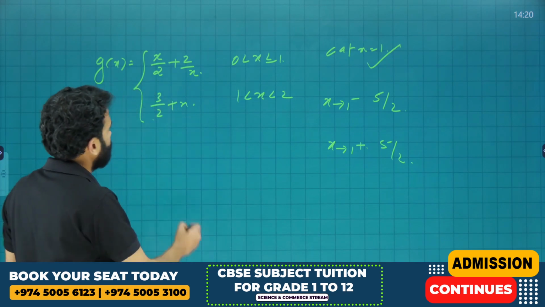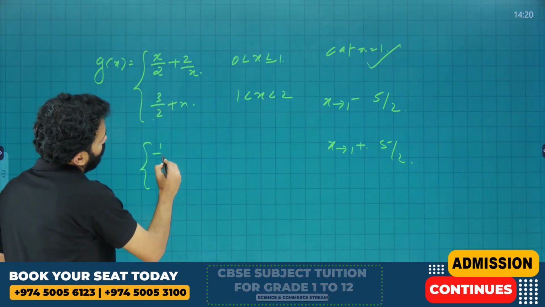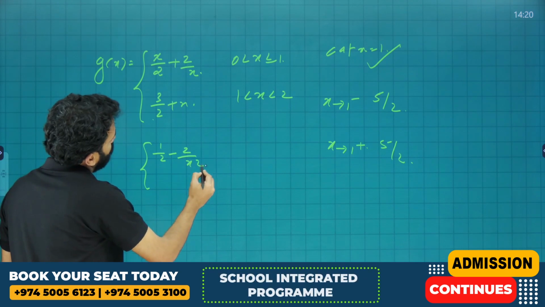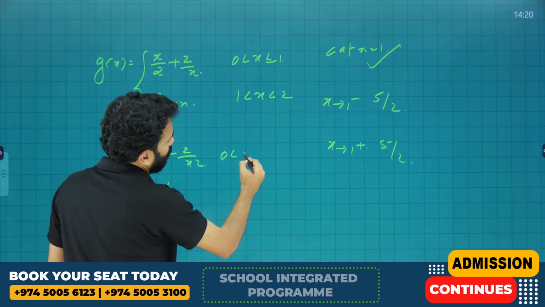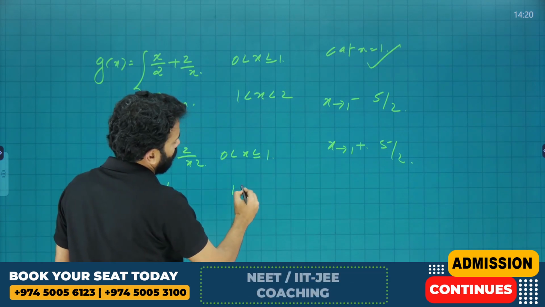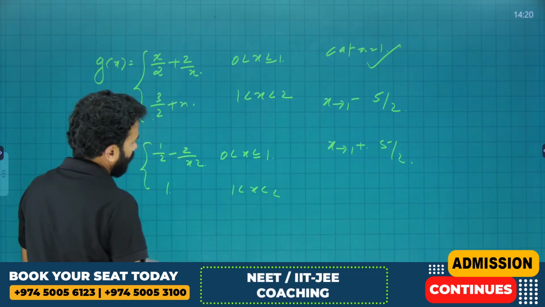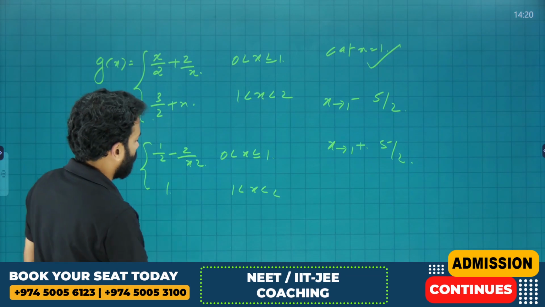And let's check if the function is differentiable at x is equal to 1 or not. For that we need to differentiate this. You will get 1 by 2 minus 2 by x square, and 1. I think it won't be. Let's check, 1 less than or equal to x less than 1, 1 less than x less than 2. And what is the derivative at x is equal to 1 minus?